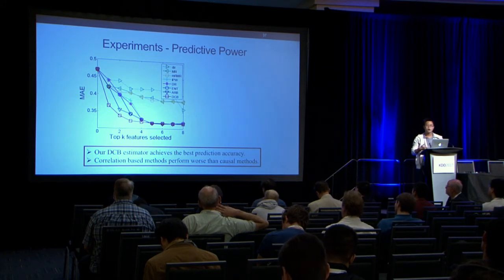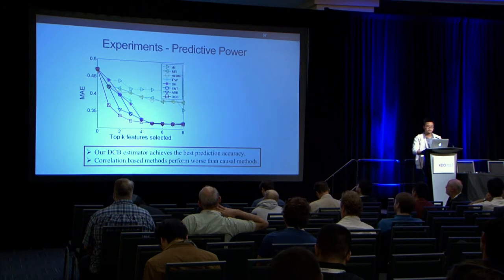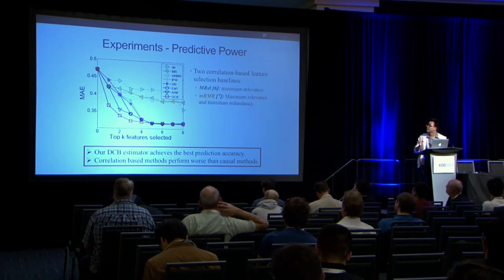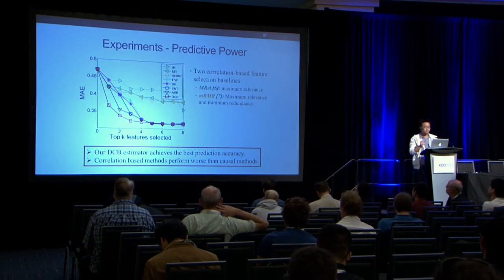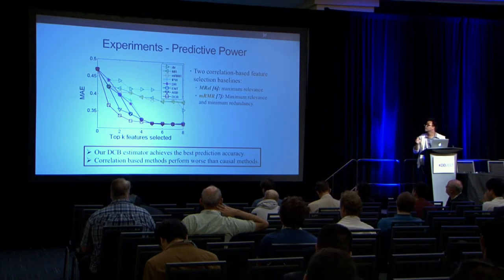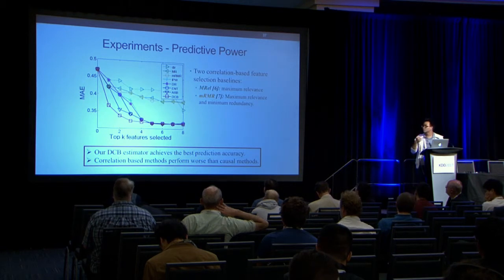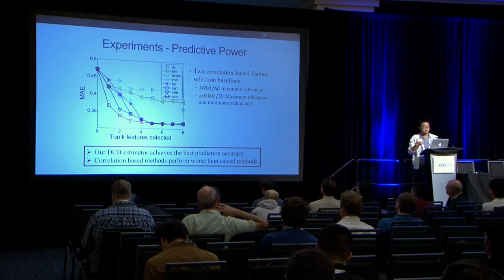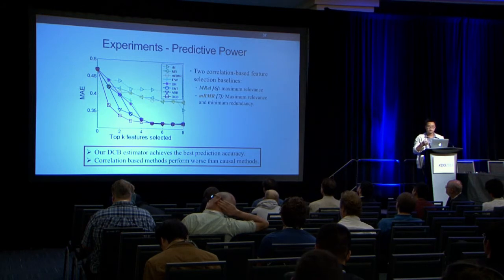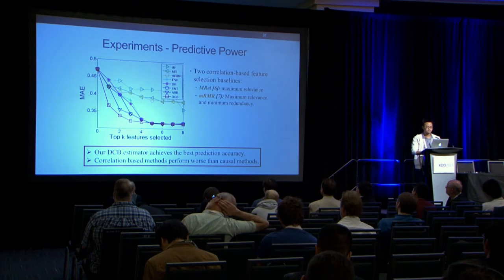Okay, we also compare our algorithm with two classical correlation-based methods, the MRel and MRMR. From the result, we find the performance of the correlation-based methods is worse than our DCB algorithm and even worse than the other causal baselines, which means that treatment effect estimation, the causal methods, can significantly help to improve the prediction performance.